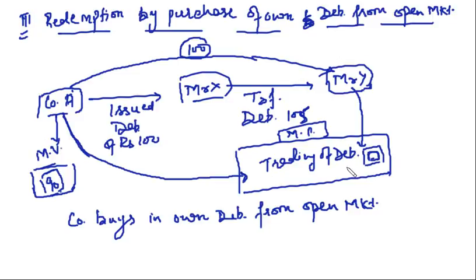Now in the open market, there are brokers who deal with this. These brokers will pay Mr. Y whatever amount is decided, and not Company A. The ultimate aim was that Company A wants to discharge the liability of the debentures. For that, instead of going to the debenture holder, Company A bought its own debentures from the open market.